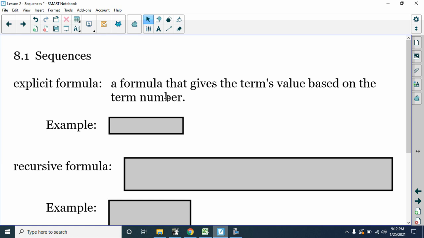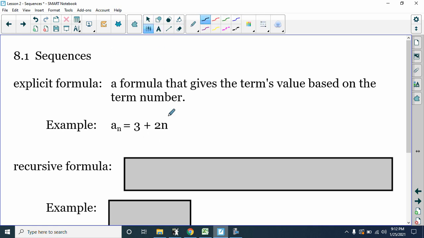So if we are looking for the 15th term, you would just plug 15 into the formula and it would spit out what the 15th term is. So an example would be a sub n, where a is the term and n is the term number, is equal to 3 plus 2n. So if we needed the first term of this sequence, you would plug in 1. A sub 1 would be 5. Second term, a sub 2 would be 4 plus 3. A sub 3, you would plug in 3, 6 plus 3, and so on.